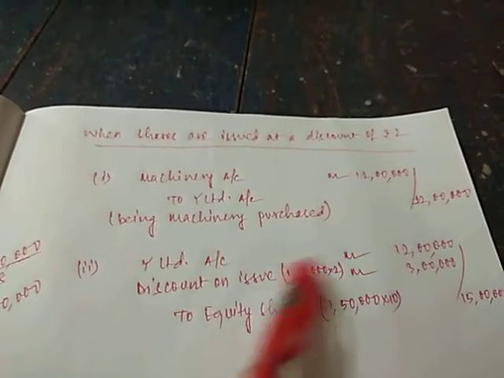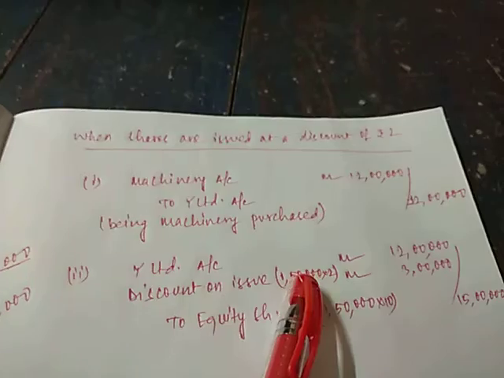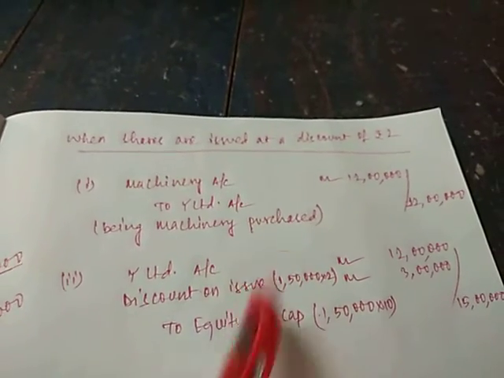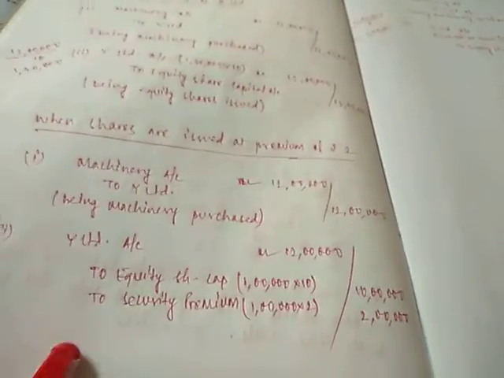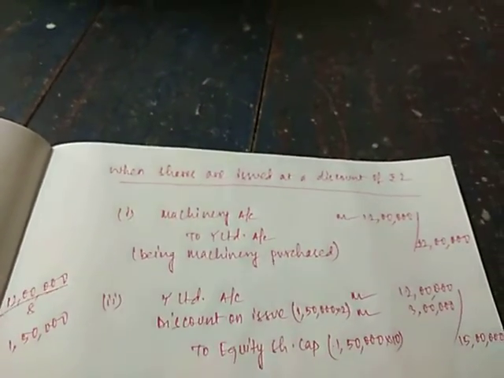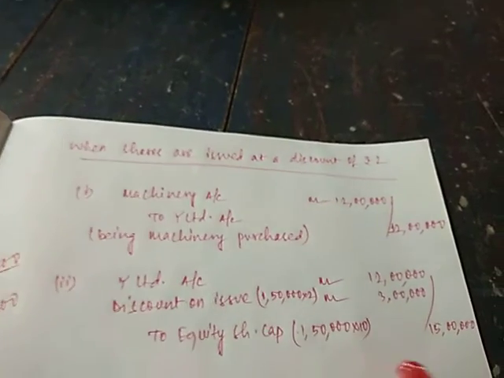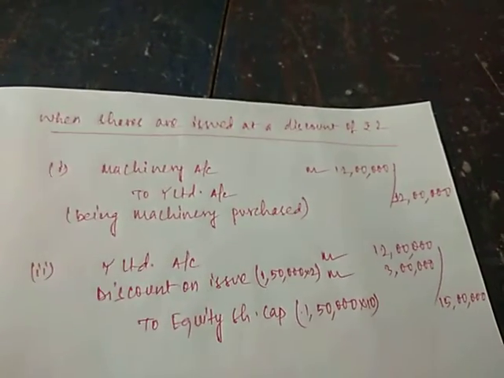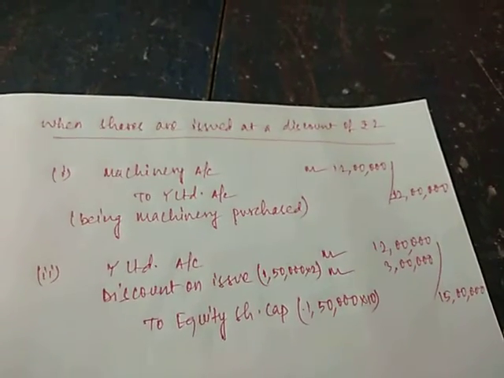Y Limited account debit. Discount on issue will be a debit, as the company is facing a loss by issuing shares at a discount. In case of premium, it was a credit to security premium, but here we have discount on issue on the debit side. To equity share capital, 1,50,000 into 10, that is 15 lakh. I hope there will be no problem regarding this.